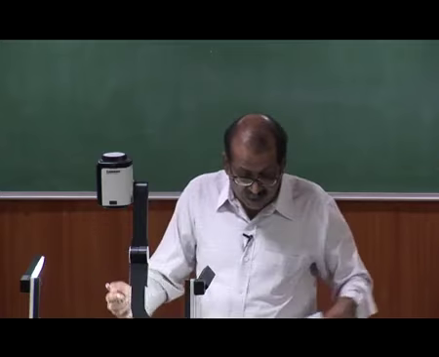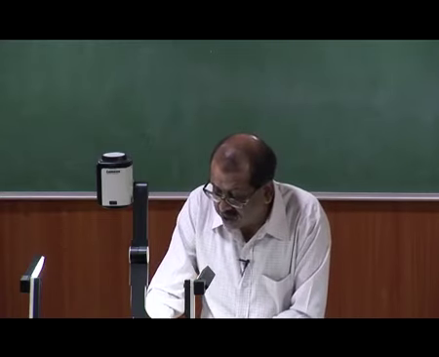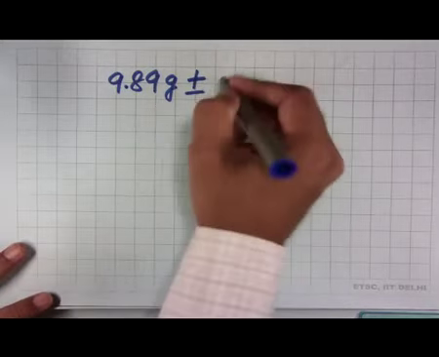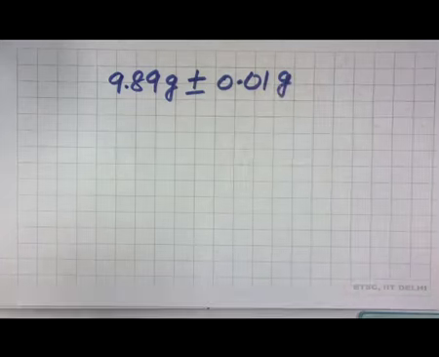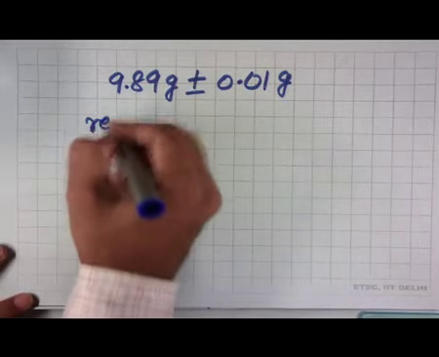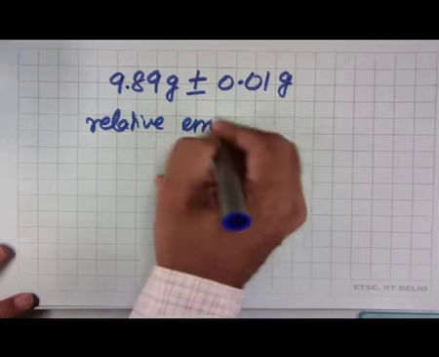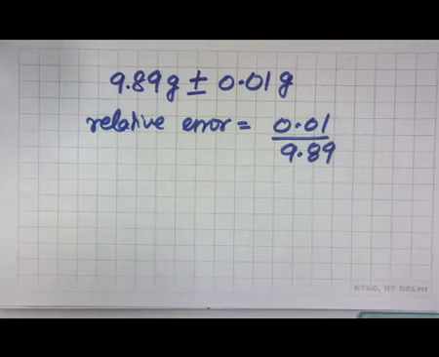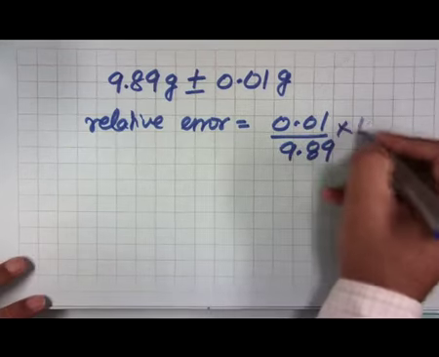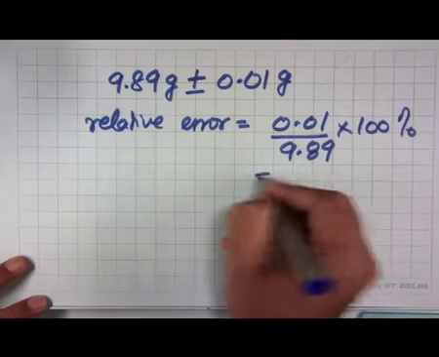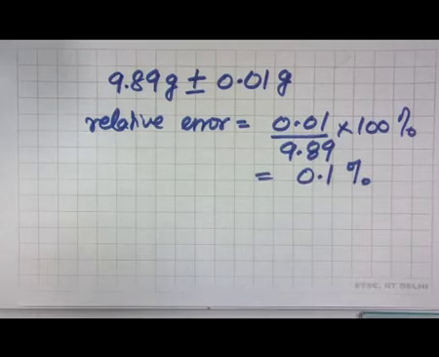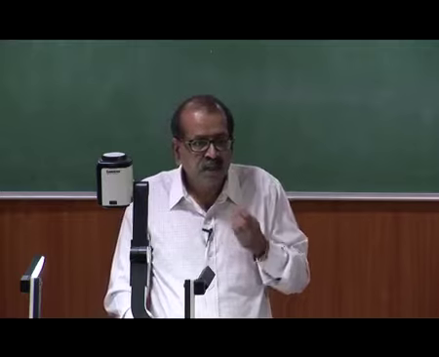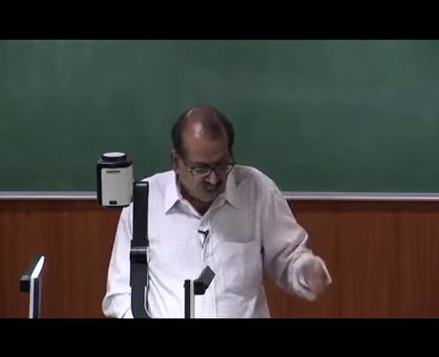Whereas if there is a mass of almost 10 grams, let us say 9.89 grams, which is also measured up to an accuracy of 0.01 grams, in this case the relative error will be much less. This will be equal to 0.01 divided by 9.89, and when I express it as a percent, this turns out to be equal to 0.1%. So, for the same least count, if the original mass was more, the relative error in that mass is much less as compared to a lighter body.